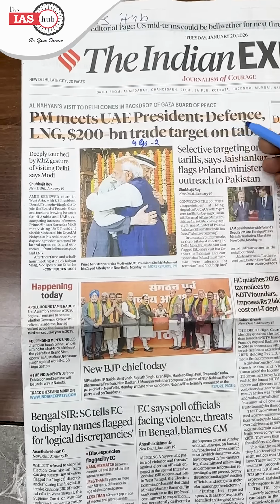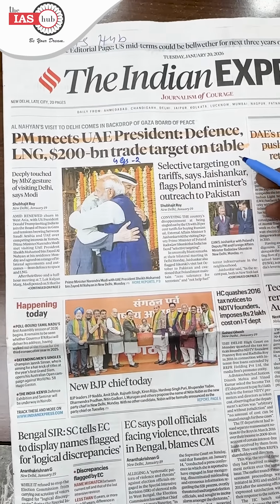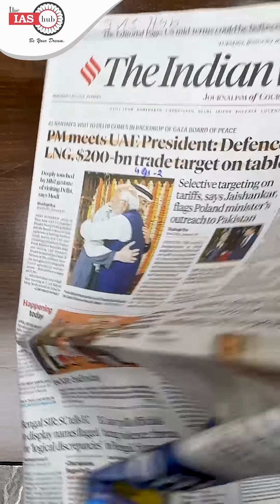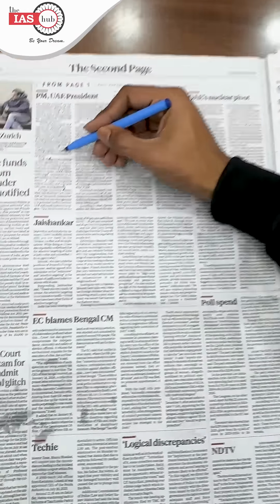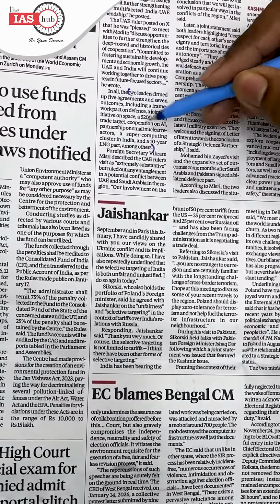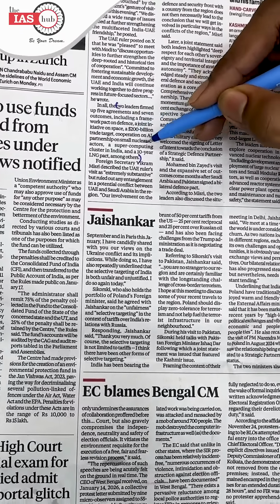PM meets UAE President, Defense LNG, 200 billion trade target on the table. This article is important for GS2. If the question comes on bilateral relations, you can use this example that the two leaders signed an agreement for a 200 billion trade target, cooperation on AI partnership, small nuclear reactors, supercomputing, etc.